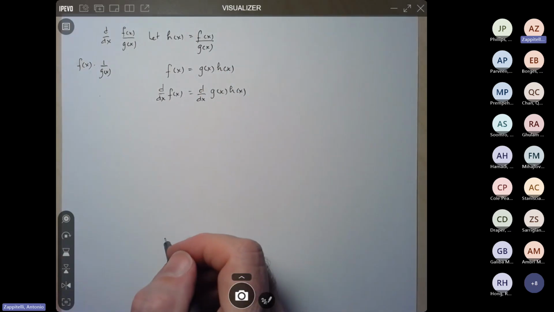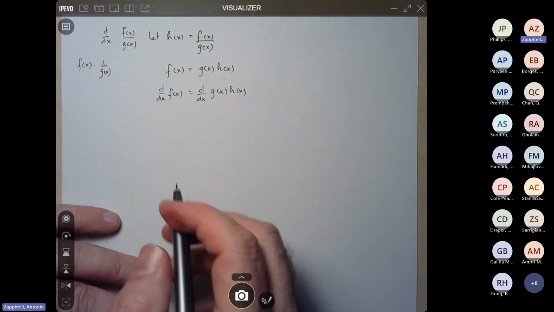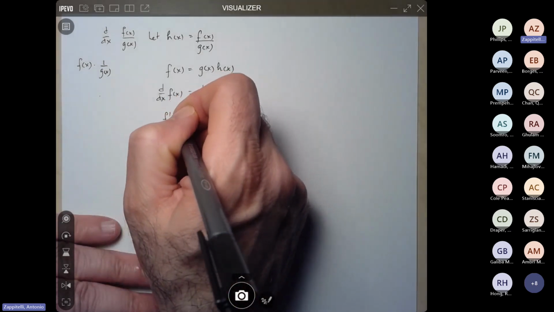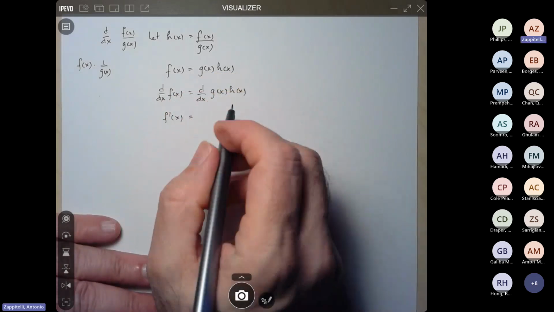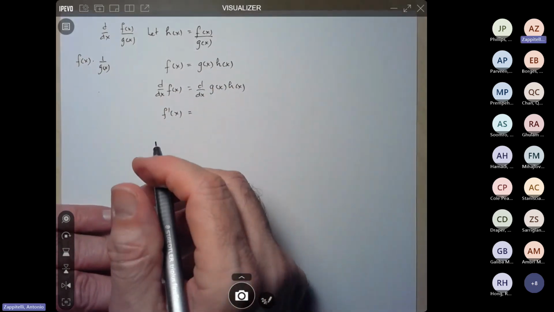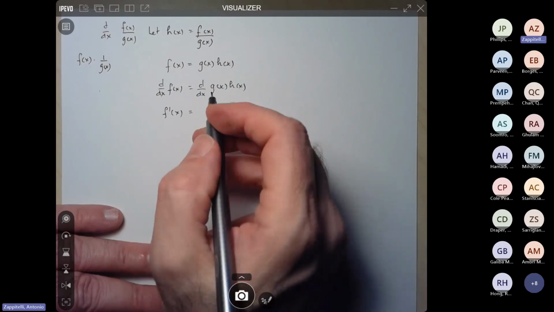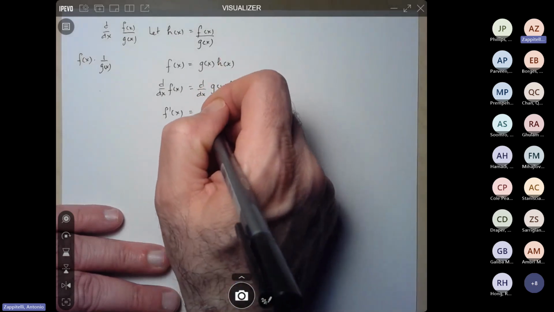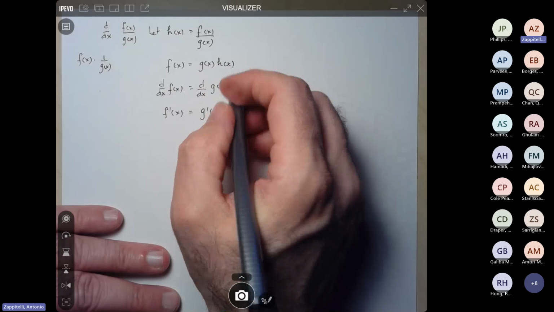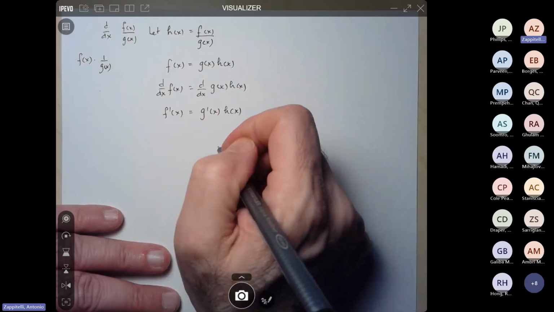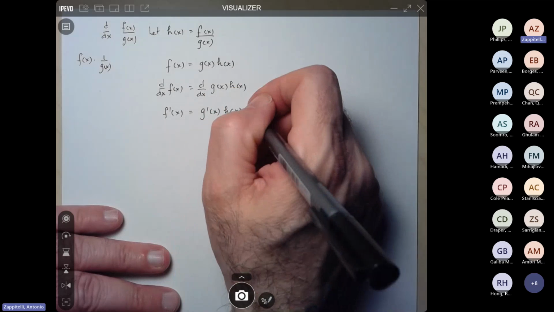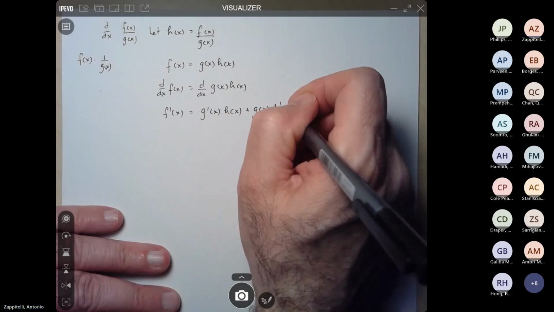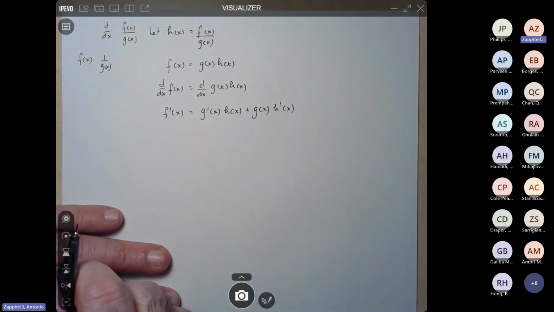Now, you're going to notice that from this point forward, I'm going to use the prime notation. So on the left-hand side, it's just the derivative of f. But now on the right-hand side, I have to use the product rule because I have the derivative of a product. So let's follow the rule. It says derivative of the first, so g prime of x, times the second function, h of x, plus the first function times the derivative of the second function, h prime of x.